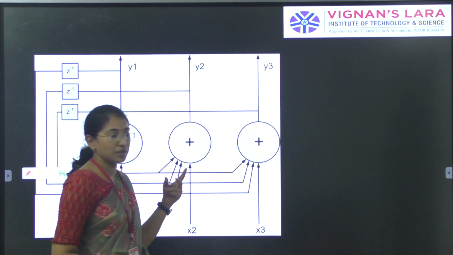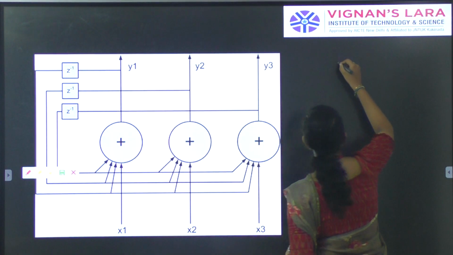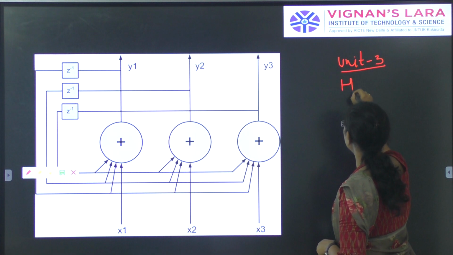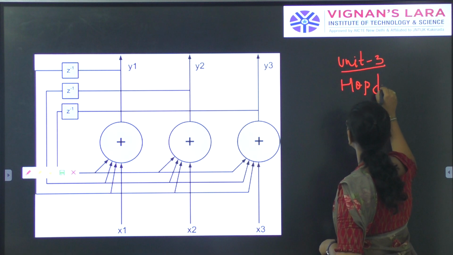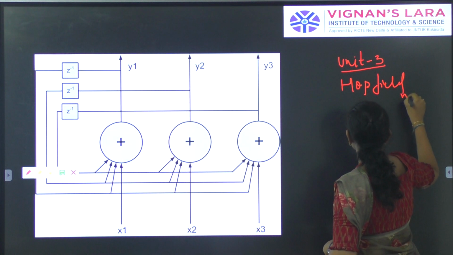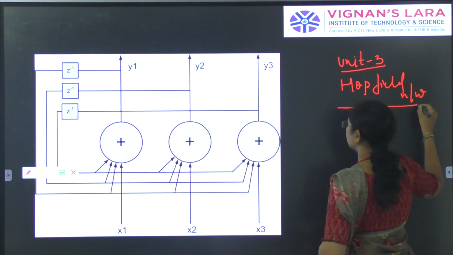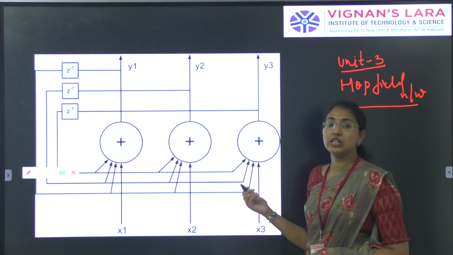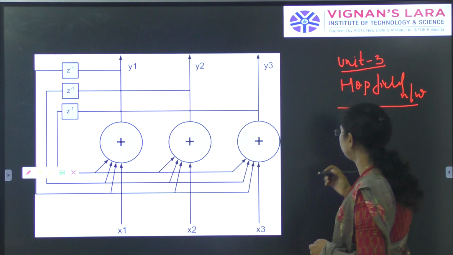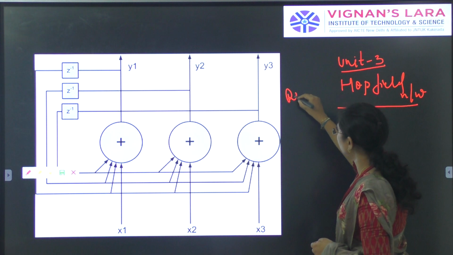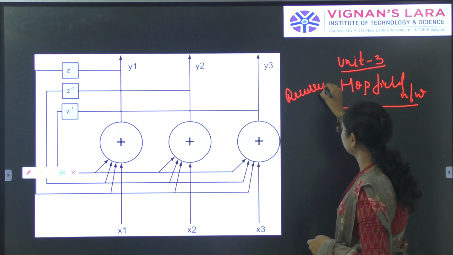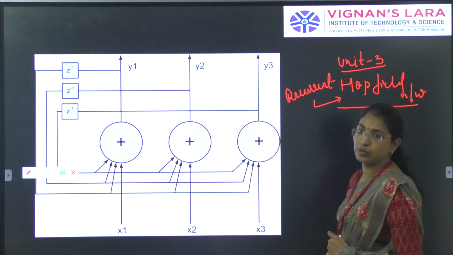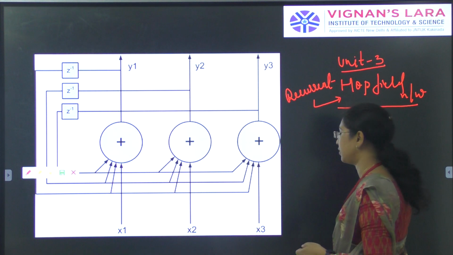Today we are going to see Unit 3, where the first topic is Hopfield network. First topic is Hopfield network, which is one of the classifications of recurrent neural network. What is meant by a recurrent network? We have already seen in second unit.